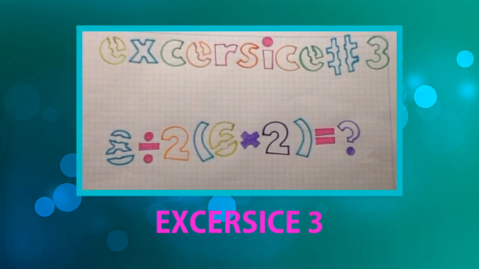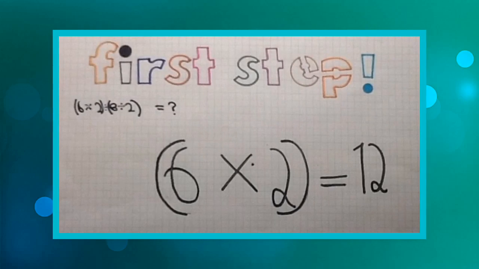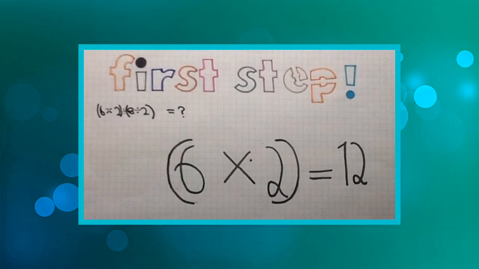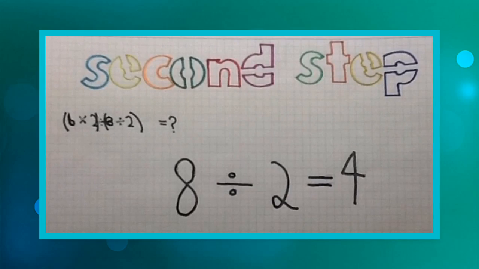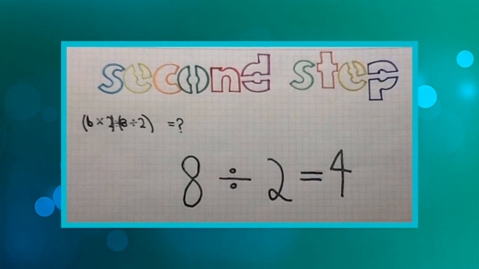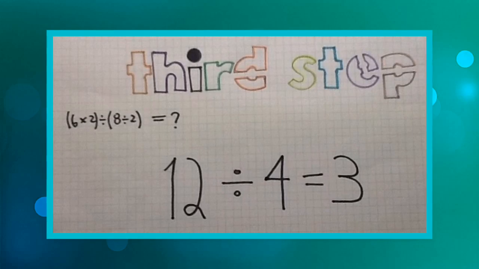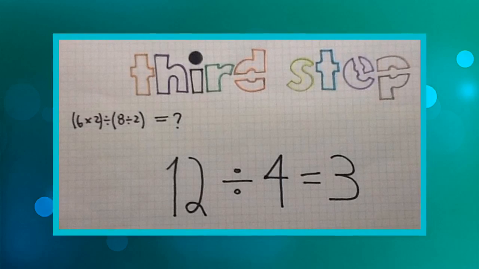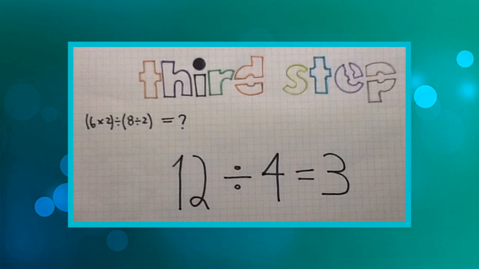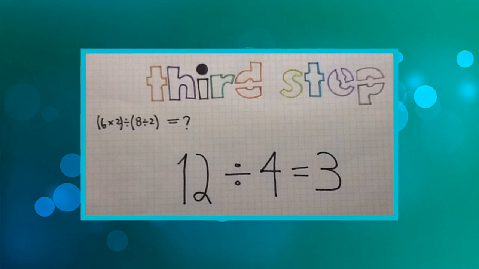This is exercise number 3. 8 divided by 2, 6 times 2 that equals. The first step is to do 6 times 2 that equals 12 because the 6 times 2 was in parentheses. The second step is to do 8 divided by 2 that equals 4 because 8 divided by 2 is like a small problem in a big problem. The third step is to do 12 divided by 4 because the 12 wasn't used, then from the first step and the 4 was from the second step and the divided was left in the exercise.